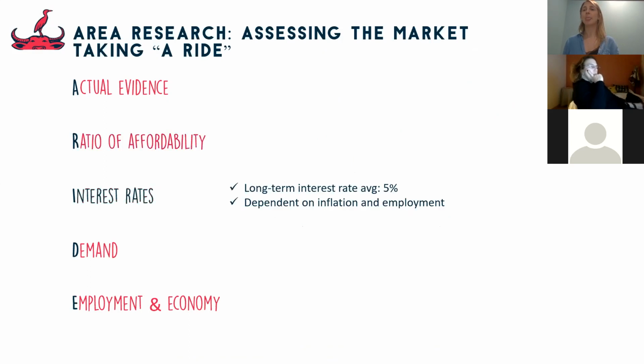Then we have interest rates. The long-term interest rate average is 5%, and interest rates will be dependent on inflation and employment. So whenever you have a country that doesn't have stable inflation... developed markets will have a constant inflation of between 1.5 and 2% per annum, and that's a healthy inflation. And whenever inflation is higher than that, most likely unemployment will go hand in hand and be higher, and interest rates will also be way higher. Okay, so you're trying to look for markets where the interest rates are pretty stable and around that 5% and surrounding areas.